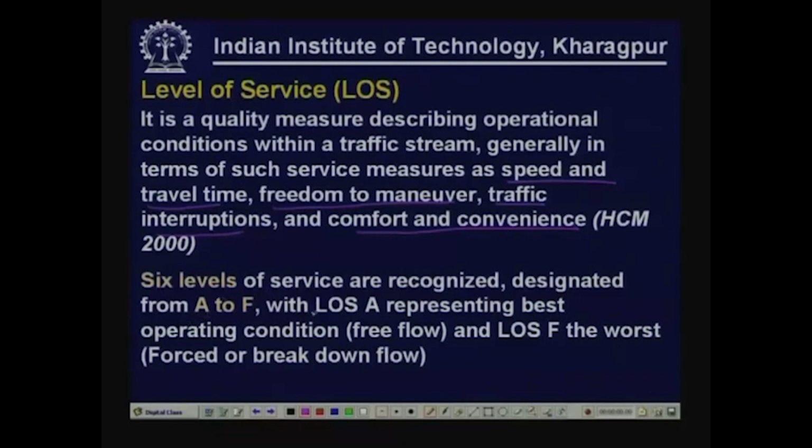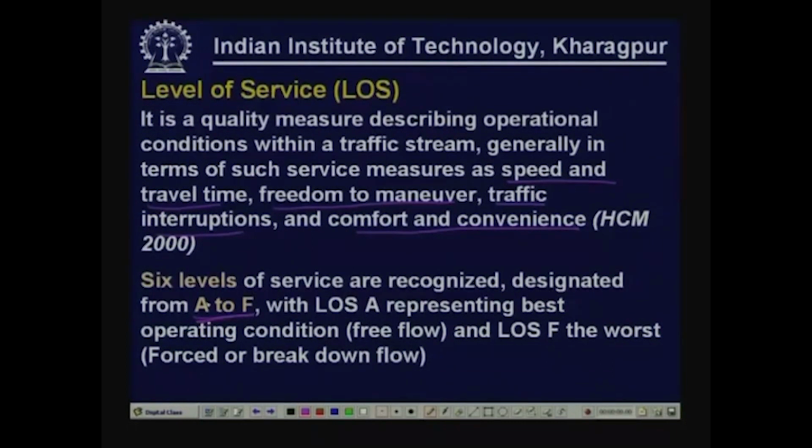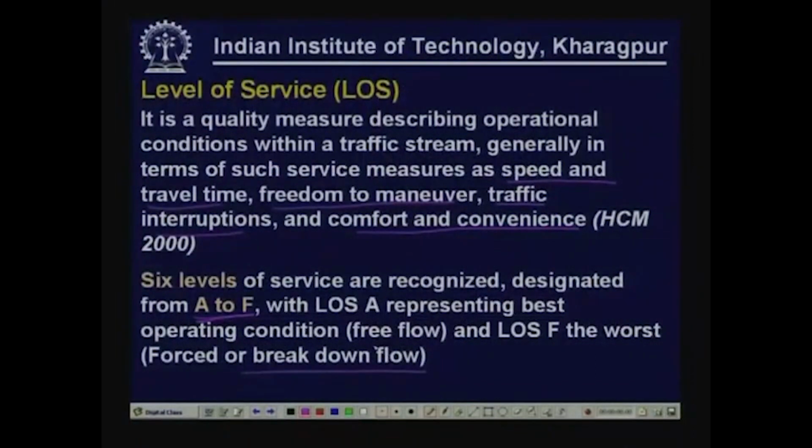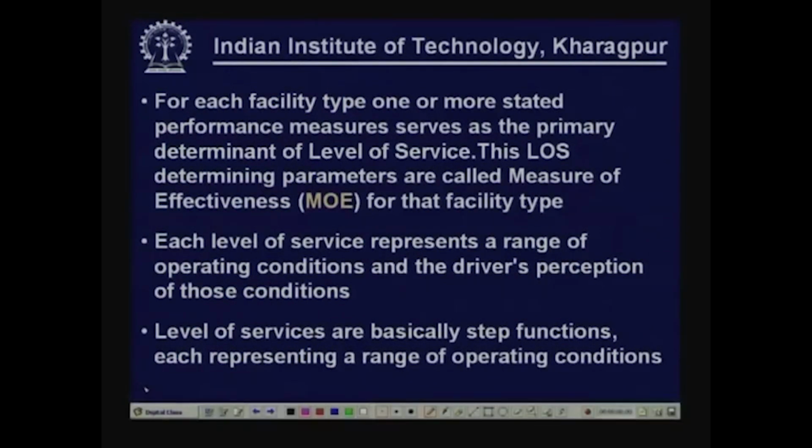Now, 6 levels of service are recognized, designated from A to F. So, in short we say LOS A, LOS B, like that, with LOS A representing the best operating condition. Now, maximum freedom to maneuver is possible when it is free flow condition. So, obviously, level of service A is defined for free flow condition and LOS F is defined for the worst possible operating condition, that is the forced flow condition or breakdown flow condition. For each facility type, one or more stated performance measures serve as the primary determinant of level of service.